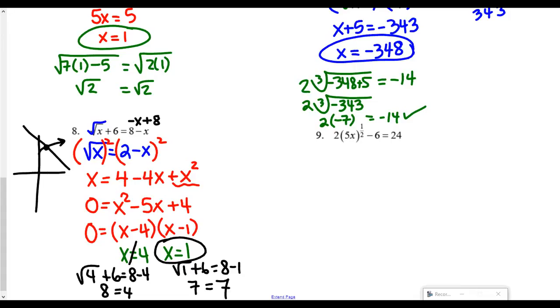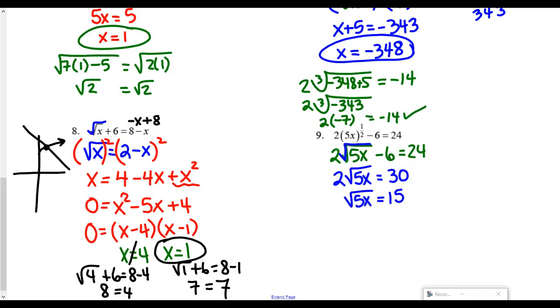Okay. All right. On number 9, this 1/2 here is written as an exponent. We need to remember that 1/2 as an exponent is the exact same thing as the square root. So I'm just going to rewrite that with the square root in it instead. Now I'm going to solve this like any other radical equation. I'm going to get the square root by itself. So the first thing I would do would be to move that 6 over to the other side by addition, and then divide both sides by 2. And I have the square root of 5x equals 15.